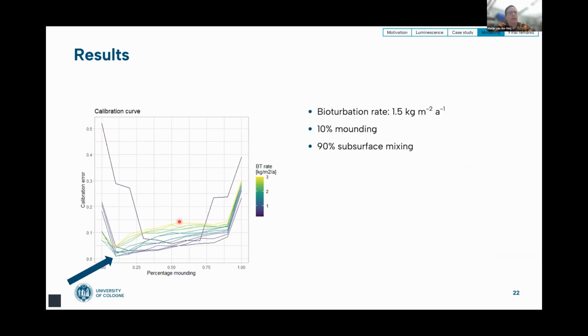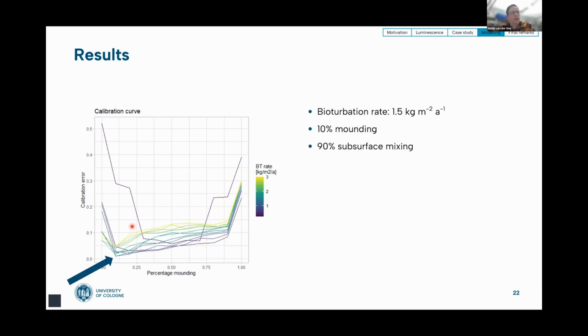And it would look something like this. On the x-axis, you have the percentage of mounding. On the left, it would be no mounding, only subsurface mixing. On the right would be only mounding and no subsurface mixing. And then the colors indicate the bioturbation rate. And these lines indicate the calibration error, so the difference between the model results and the field results. And the lower the error, the better your simulation is.